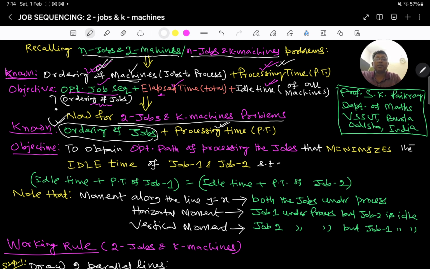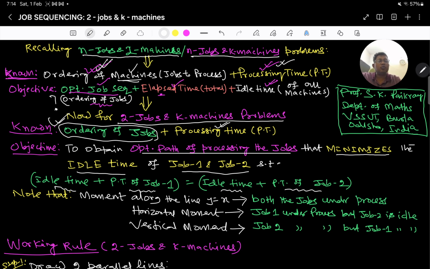Here, what is the objective? The objective is to find an optimal path of processing the jobs that minimizes the idle time of the individual jobs. Consequently, the total elapsed time will be idle time plus processing time of job 1, which must be the same as idle time plus processing time of job 2, and which will be my total elapsed time.